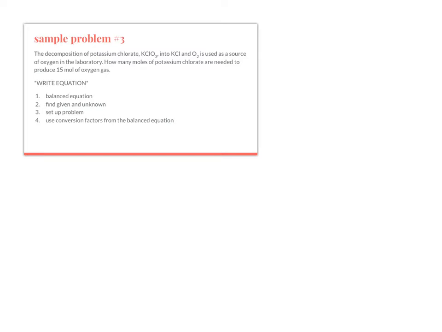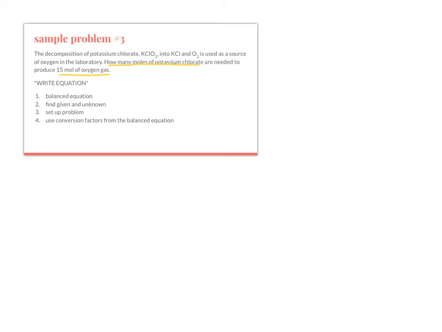So sample problem 3, the next one you're writing on your assignment paper, says the decomposition of potassium chlorate, and then I tell you what potassium chlorate is, into potassium chloride and oxygen gas is used as a source of oxygen in the laboratory. How many moles of potassium chlorate, important, are needed to produce 15 moles of oxygen gas?